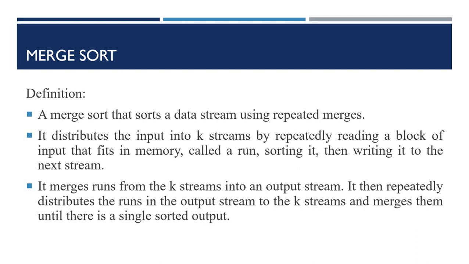So let us see what a merge sort is. It is a technique that sorts the elements using a merge technique. It distributes the elements into blocks and they are sorted internally within the block, and at a later stage the consecutive blocks are combined to form the sorted order and produce the output in either ascending order or descending order.